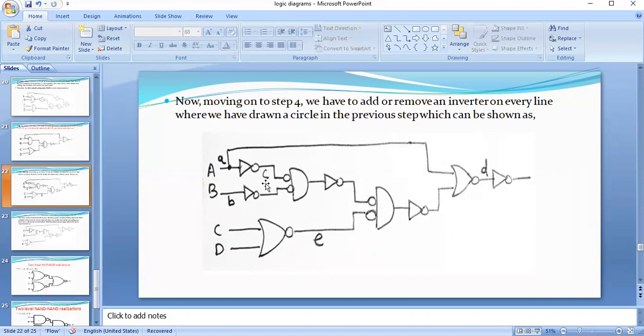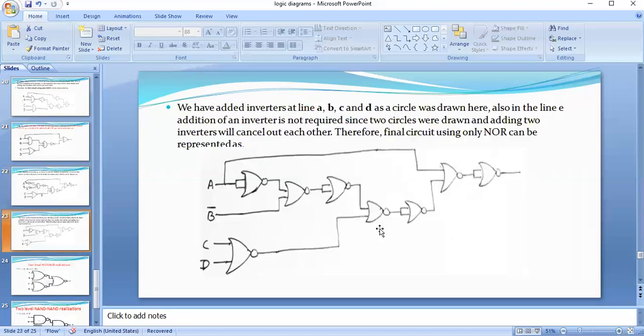Okay, so what we have to do in the next step is simply replace the bubbled OR gate with a NOR gate, and the bubbled AND gate with a NOR gate. Instead of this inverter, you have to place another NOR gate. If we have any double inversions on the same line, we may cancel them. So after the replacement, we may cancel the double inversions. So this is the final diagram. We have only NOR gates in this problem.